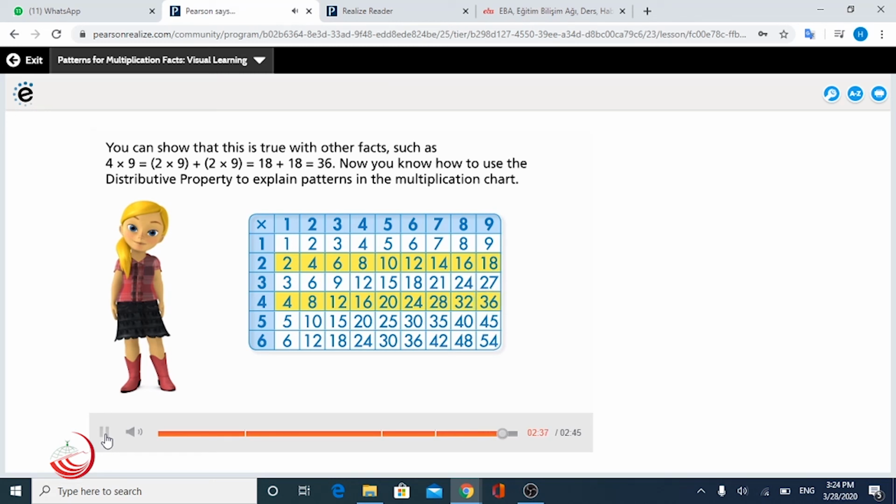Now you know how to use the distributive property to explain patterns in the multiplication chart. Yes, thank you. Thanks a lot.